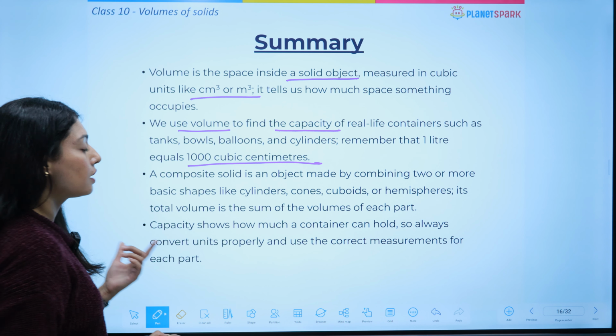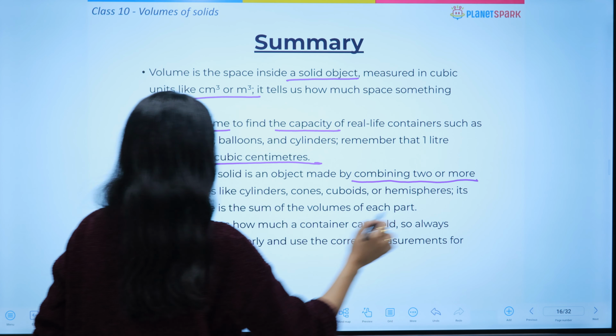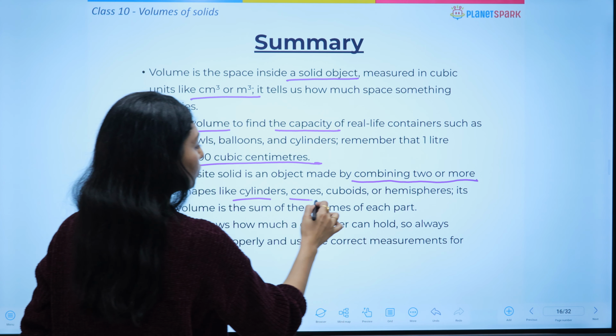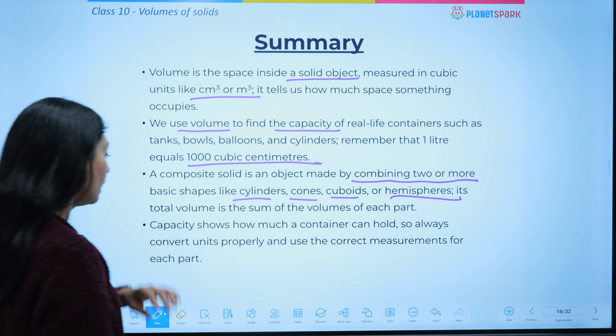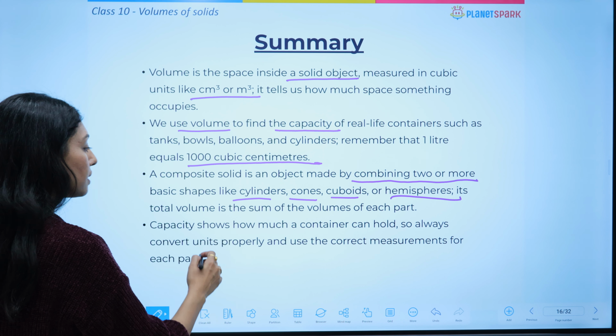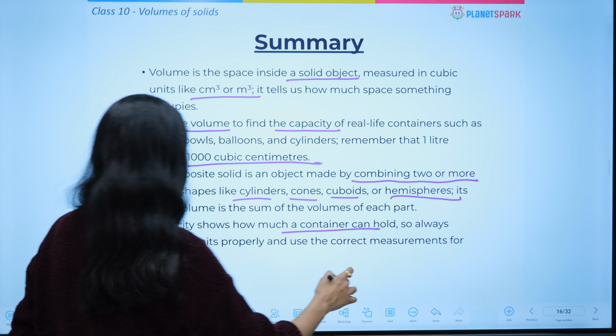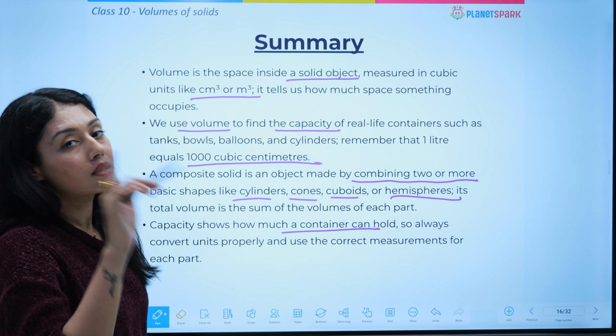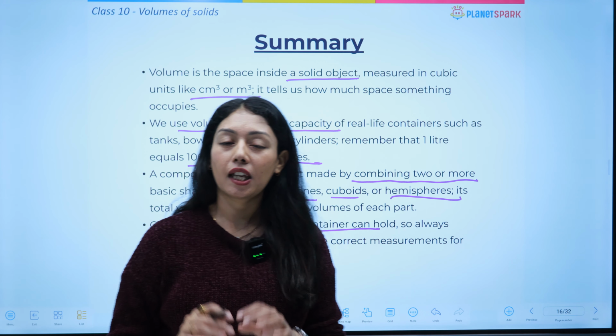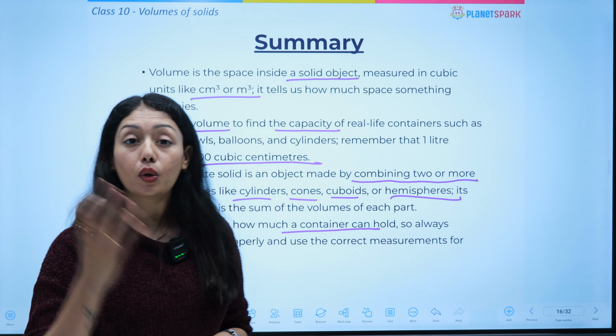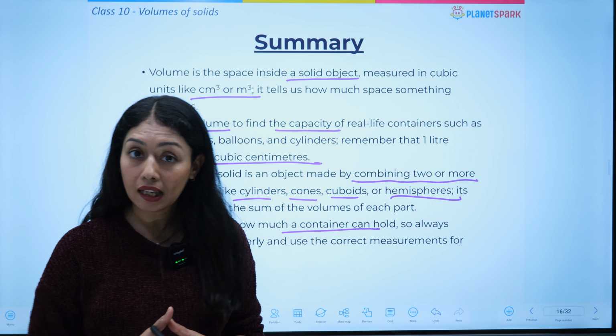A composite solid is made by combining two or more solids, for example cylinder, cone, cuboid, hemisphere, spheres, any of them we can take. Capacity shows how much a container can hold, so always convert the units properly. Be careful about all of that, everybody. Go and revise the formulas in your chart again.